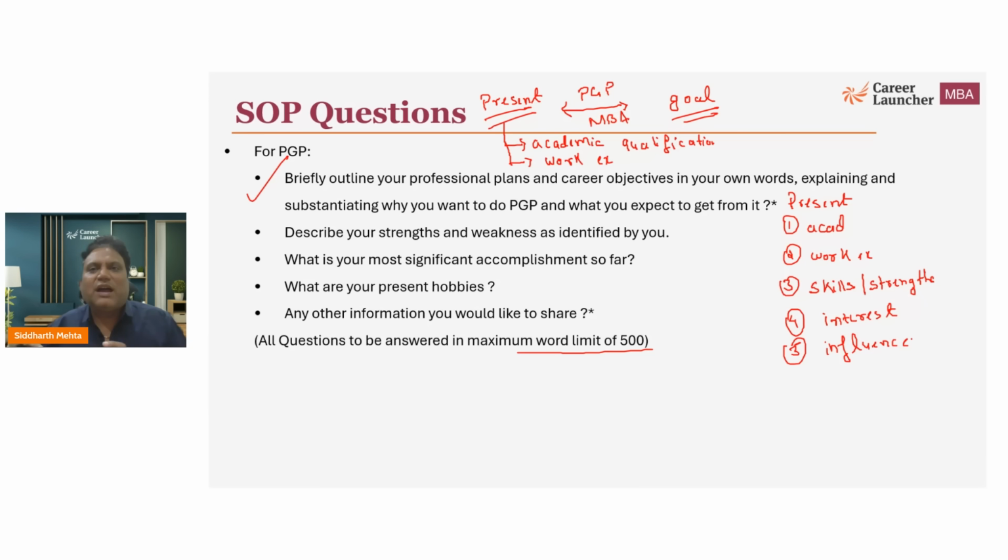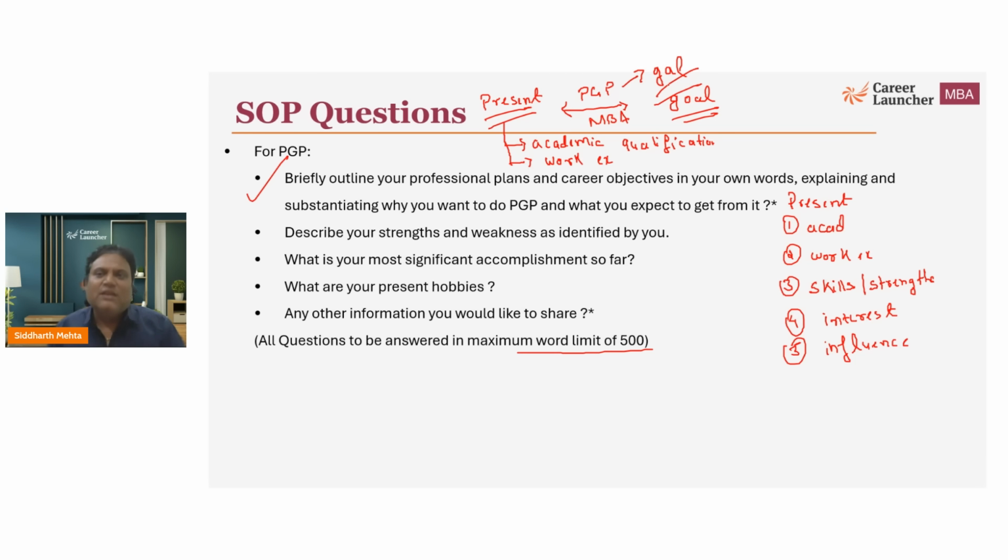Then you talk about that in long term, your goal is to become an investment banker, or you see yourself managing funds, something of that sort. Then you talk about how, with your present skill set and the present standing, you feel that there is a gap, right? So there is a gap, and who is going to fill this gap? This PGP or MBA is going to fill that gap.